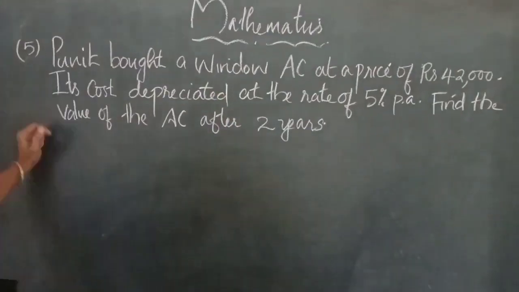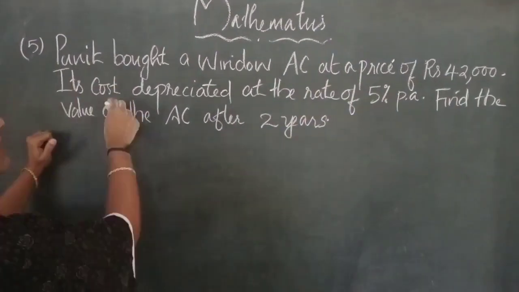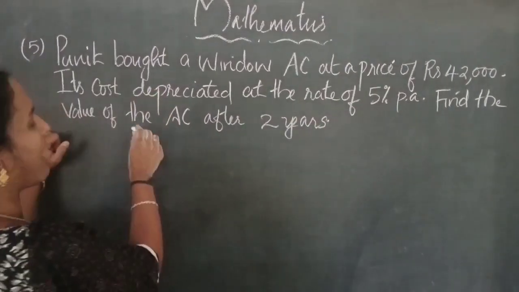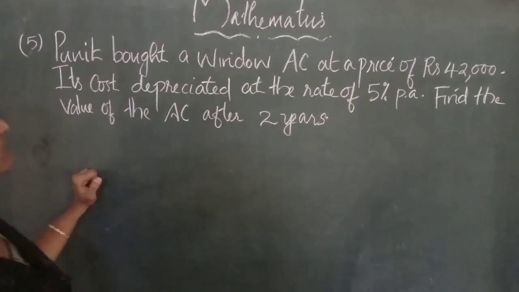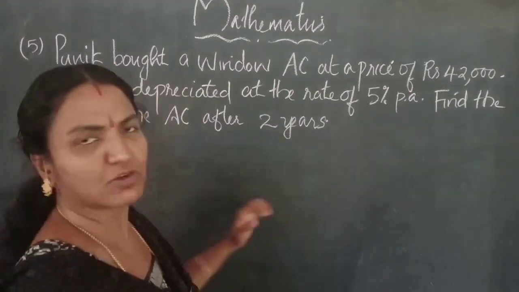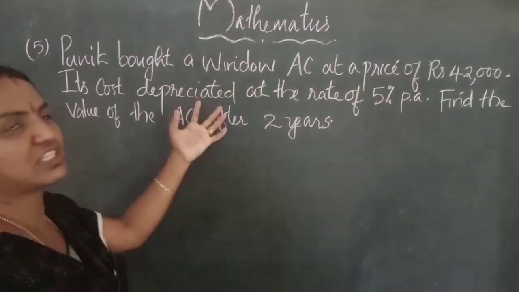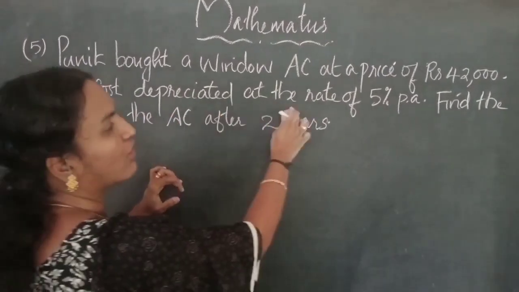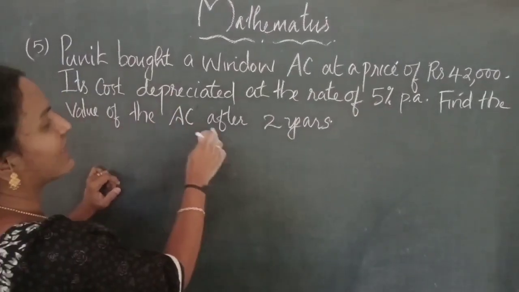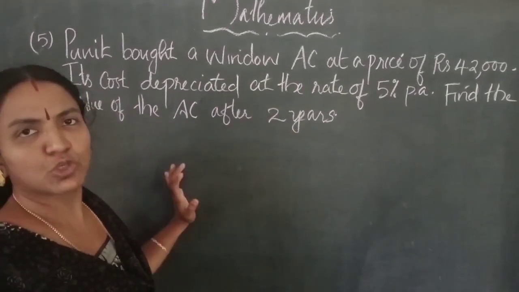Next, question number 5. Puneet bought a window AC at a price of rupees 42,000. Its cost depreciated at the rate of 5% per annum. Find the value of the AC after 2 years. What is given? Puneet bought a window AC at a price of rupees 42,000. So the present price is given 42,000. Its cost depreciated. Depreciated means decreasing at the rate of 5%. The rate is given 5%. Find the value of the AC after 2 years. So we have to find the decreasing value after 2 years.